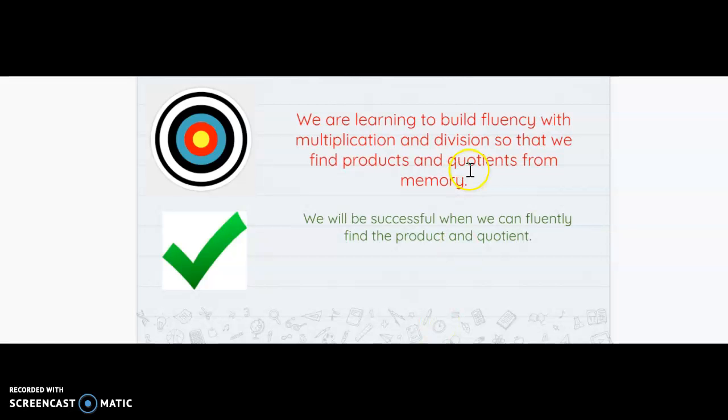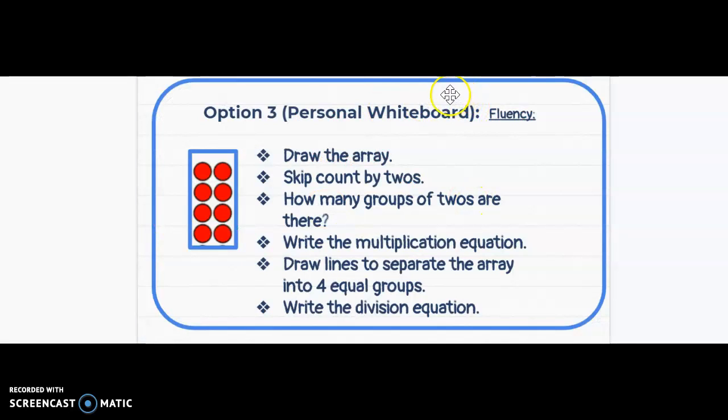We are learning to build fluency with multiplication and division so that we find products and quotients from memory. We will be successful when we can fluently find the product and quotient. Okay, so we are on fluency option 3, and you will need your personal whiteboard and a marker. You can go ahead and press pause here if you need to get your supplies.